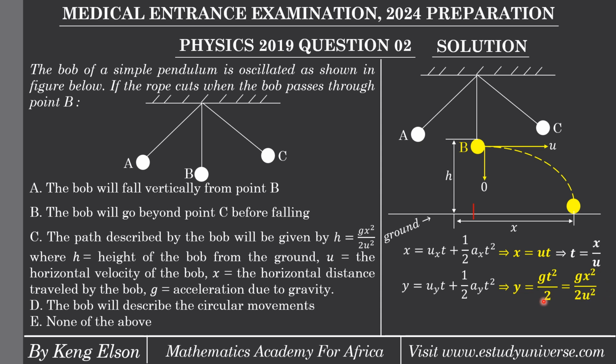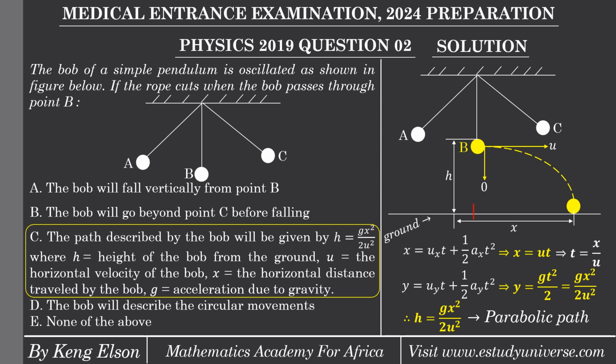So at the end of the day, we are going to have y equal to gx squared over 2u squared, and this y is definitely the h, the distance above the ground traveled by the bulb, or the height above the ground traveled by the bulb. So our h will be equal to gx squared over 2u squared, and the bulb is going to describe a parabolic path. So looking at it, like I said, option C is going to be correct.